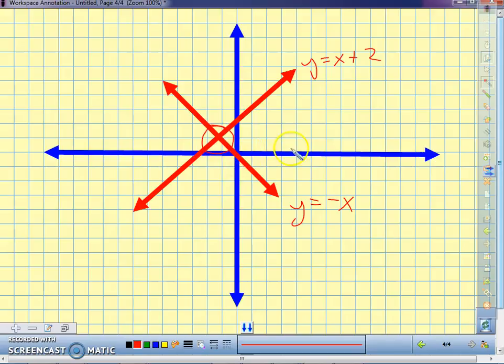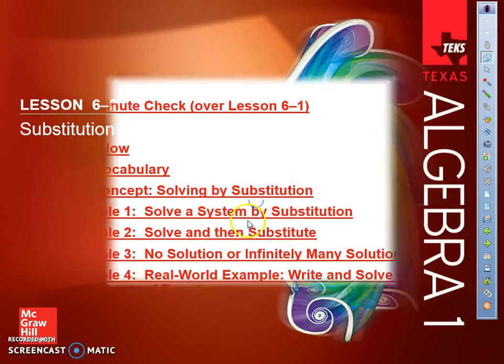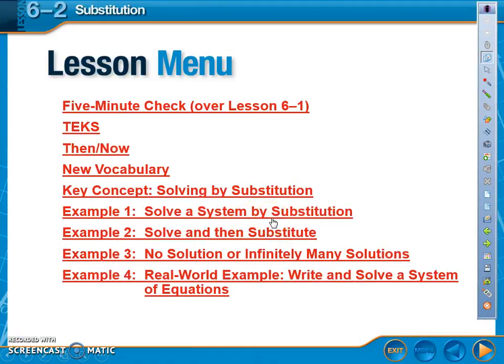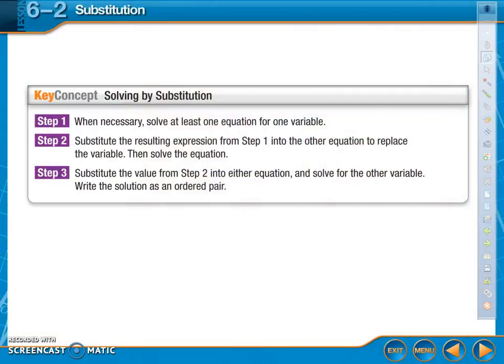All right, but what if you don't have it on a graph? And that's what we're talking about today. Well, there's a way that we can solve it, and it's called the substitution method. All right, and so let me get us to that page. Here's what we're going to do. When necessary, we're going to solve at least one equation for a variable. Then we're going to substitute the result from step 1, then solve it. Substitute the value from step 2 into the other equation and solve it. Let's get to it. I'll show you what we're going to do.